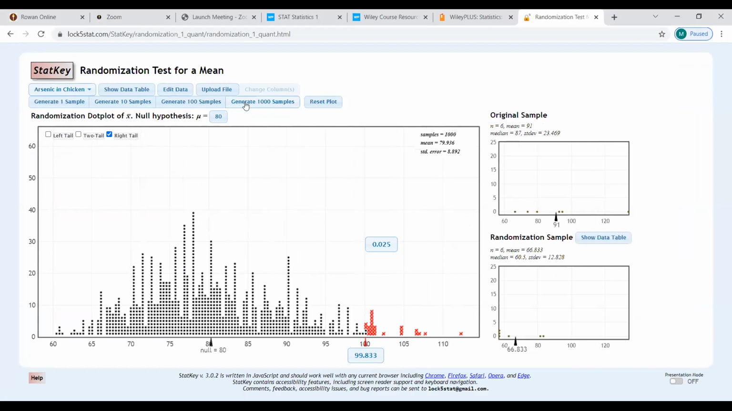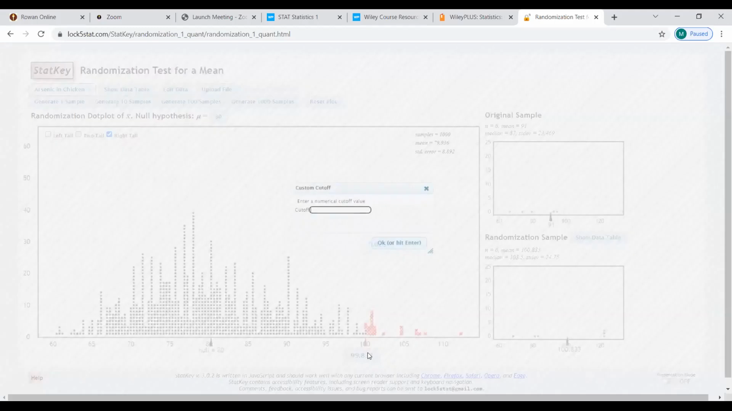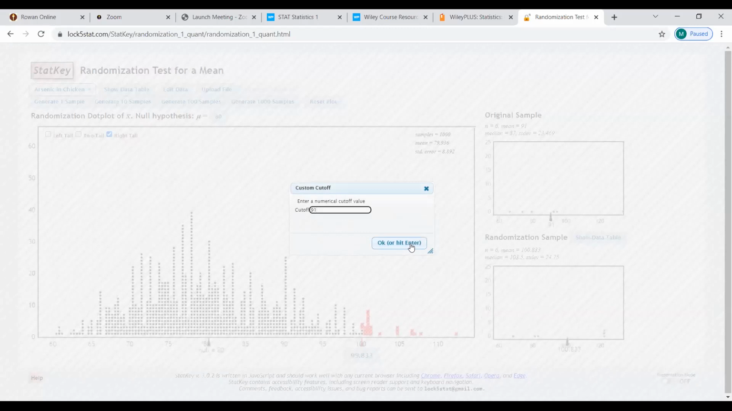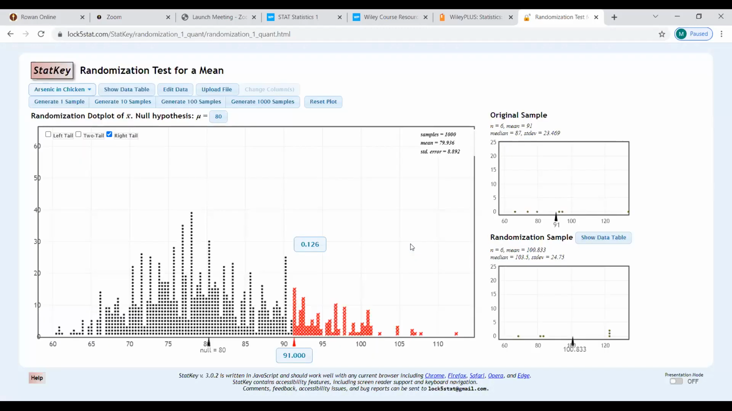Now, notice the sample. Let's go to the original sample here. Up here, it says the sample mean is 91. Now, is 91 so much bigger than 80 that we want to reject the null hypothesis? So let's actually change this number down here to 91. And check out the p-value. Interestingly enough, somebody might come to the conclusion that 91 is much bigger than 80, and we should reject the null hypothesis and assume the supplier is not a good supplier.